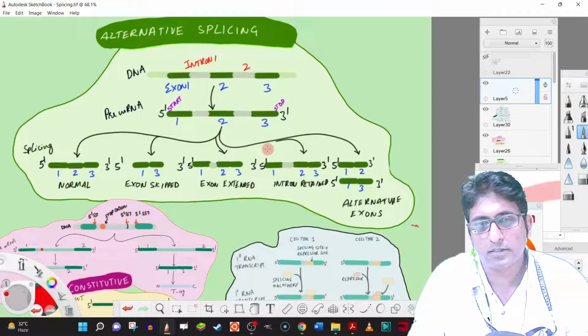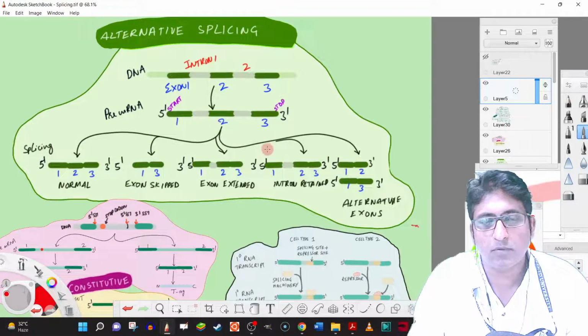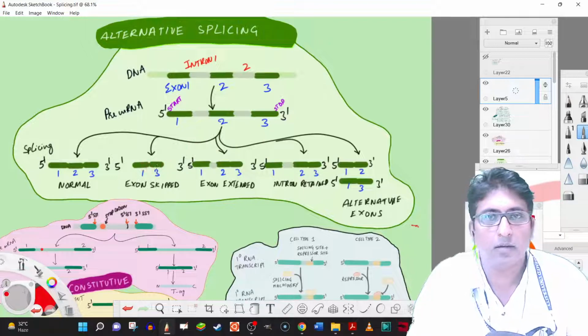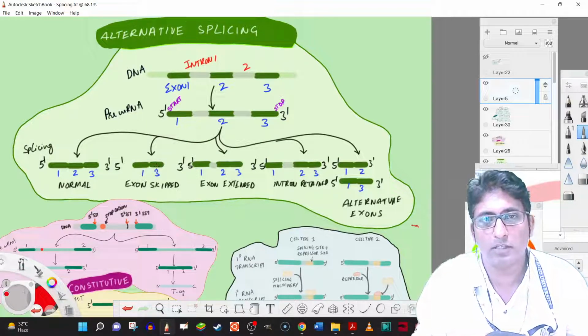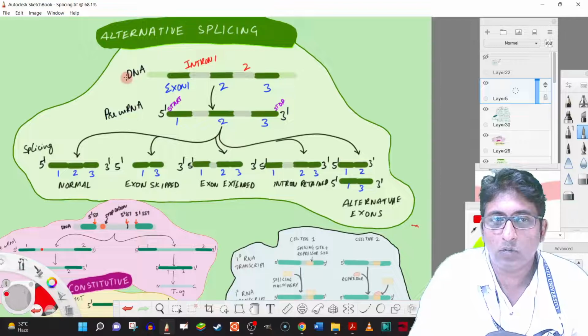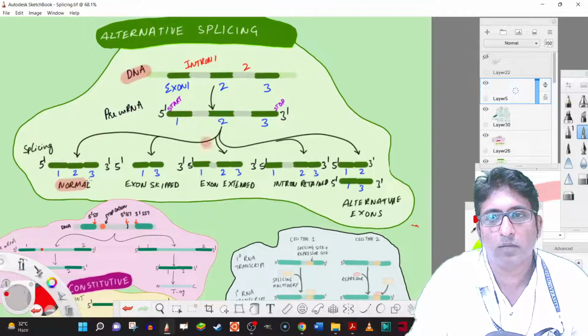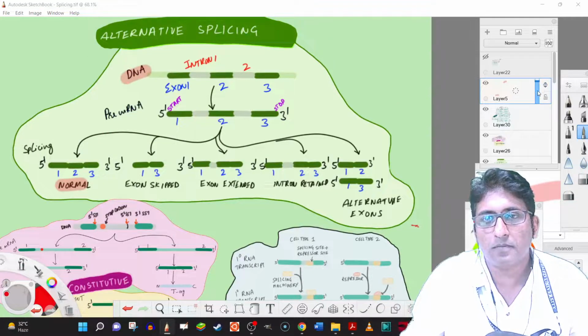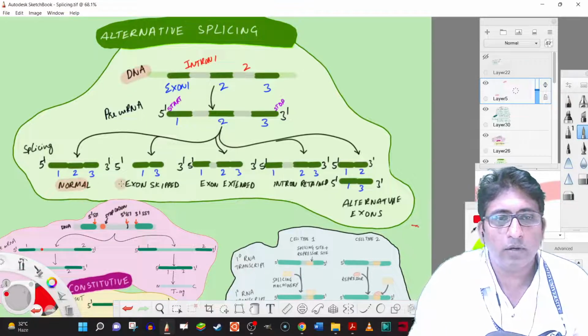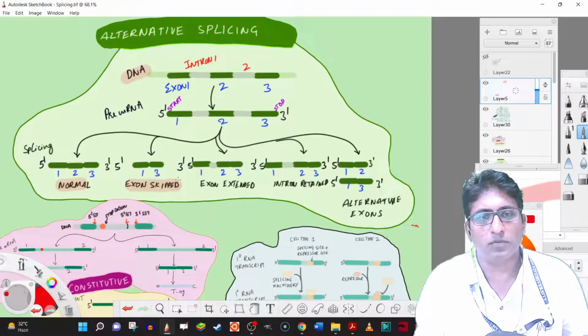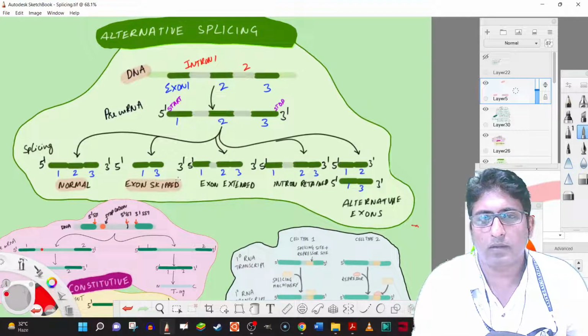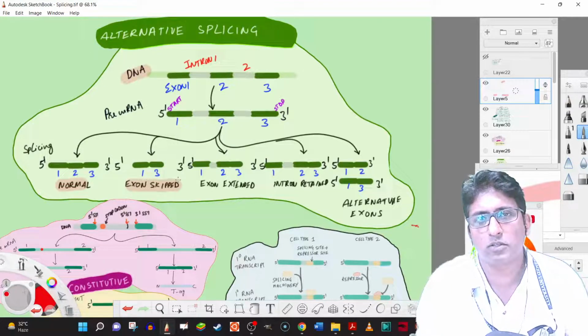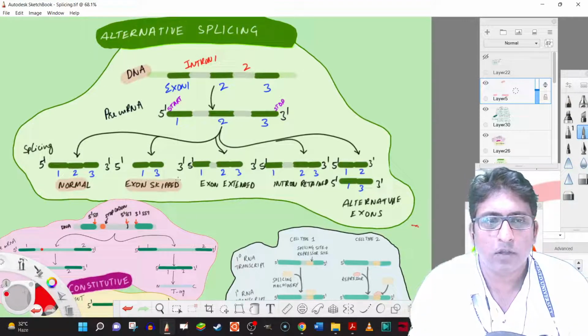There are two ways things happen. Some alternative splicing can occur constitutively, meaning all the time. So one gene could produce a normal one as well as this one, the exon skipped one, for example, continuously. And those would be called constitutive alternative splicing.